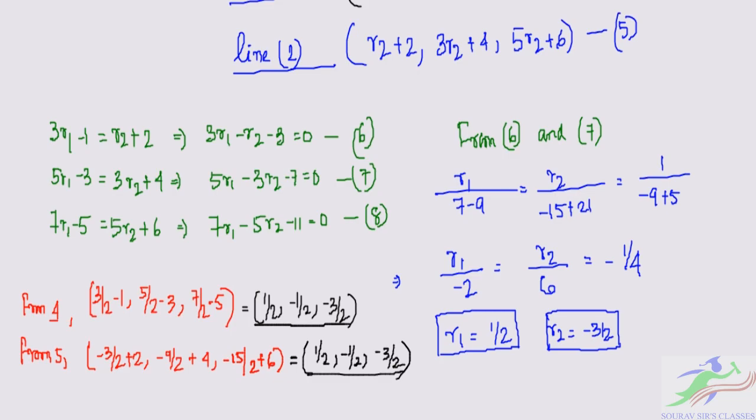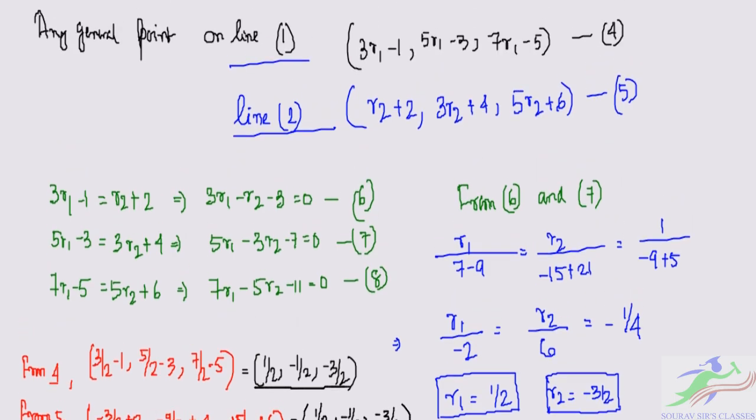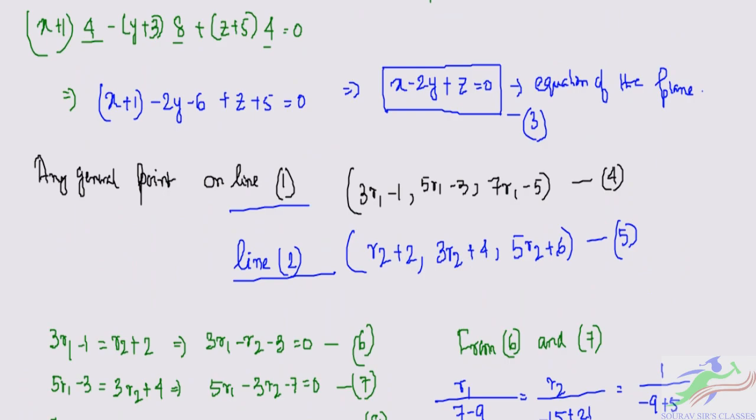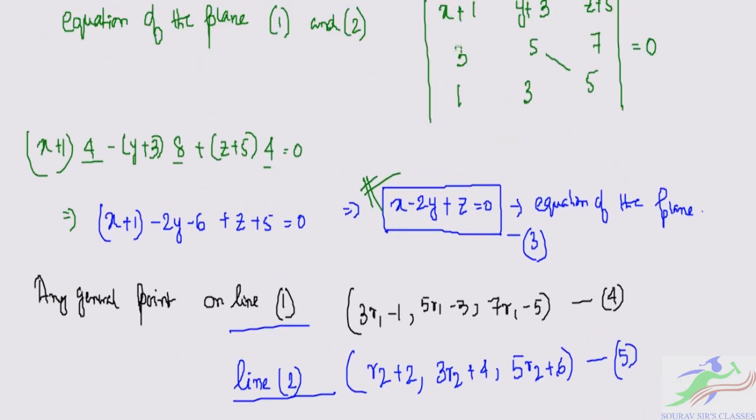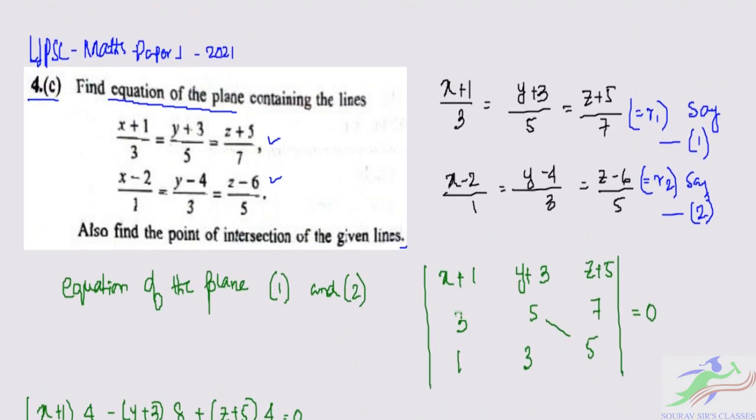So this is the required point of intersection, and we have already found the equation of the plane. So this is the equation of the plane, x minus 2y plus z equal to 0, and the point of intersection is half, minus half, minus 3 by 2. Okay, so this is all for this question, 4C.